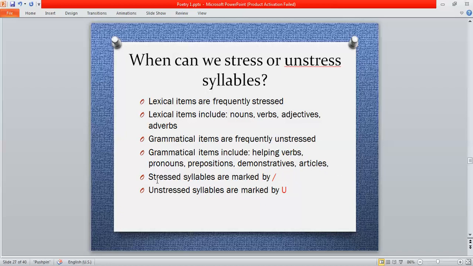The mark of stressed syllables is these slanted lines, whereas the mark of unstressed syllables is the letter U, unaccented or unstressed.